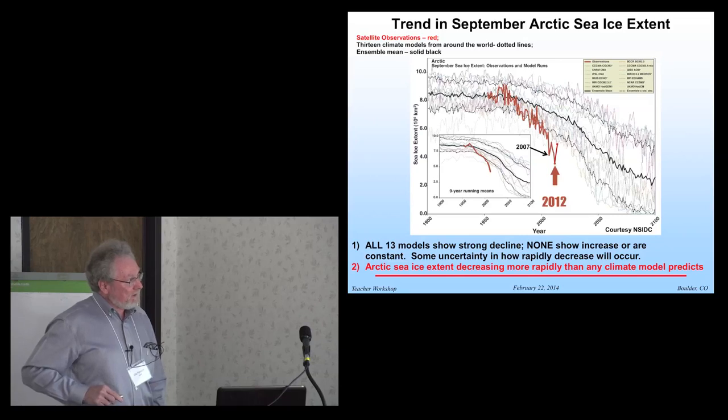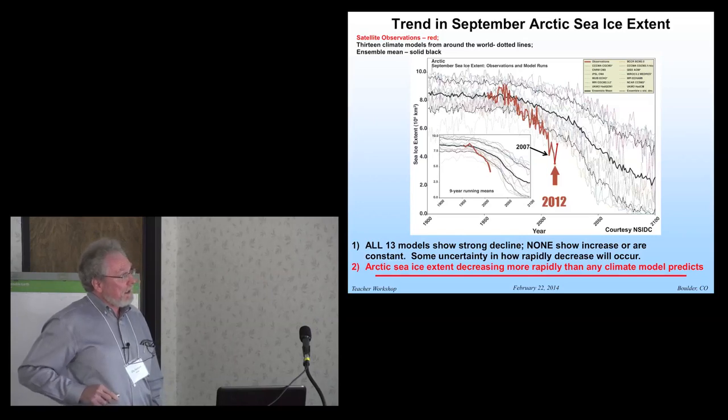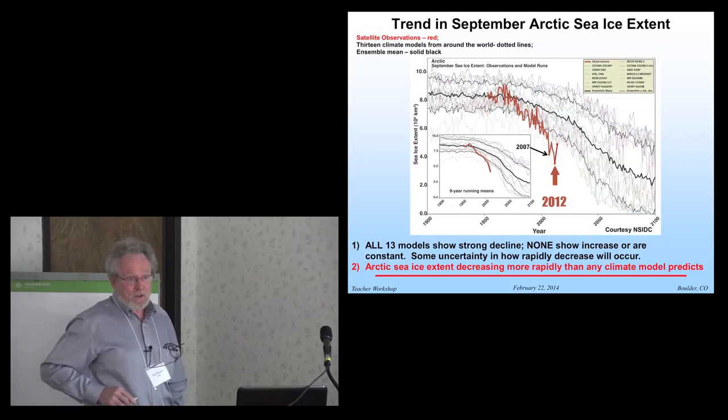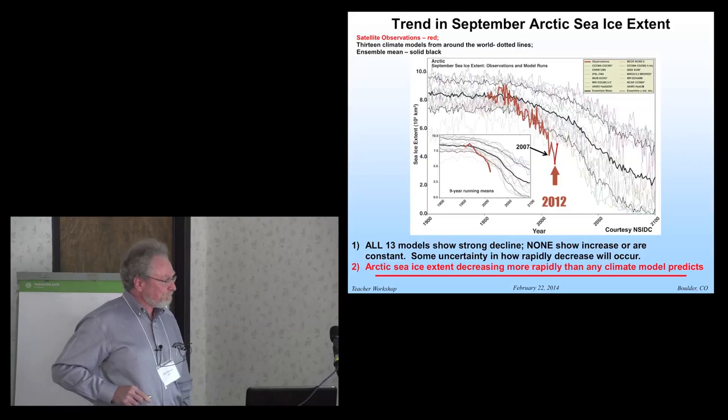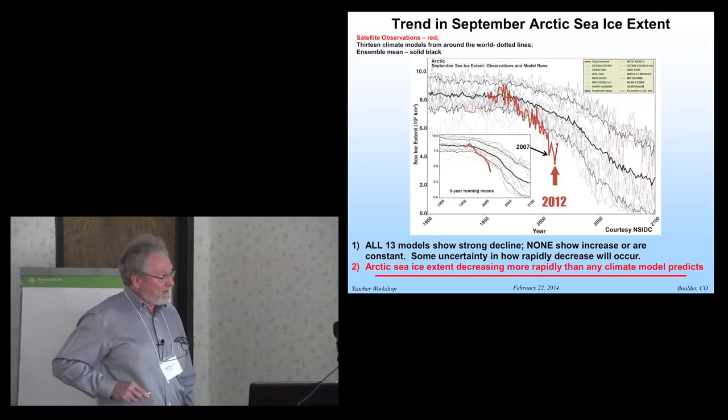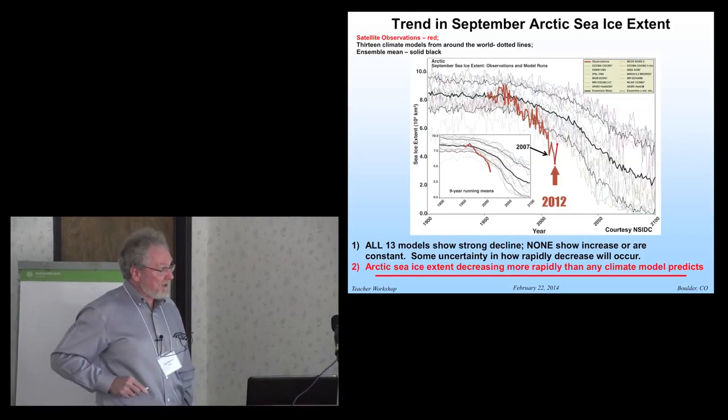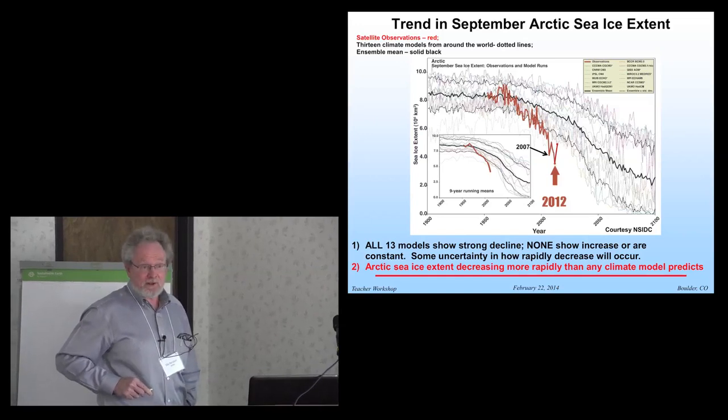The prediction is that the sea ice extent will decrease significantly by the end of this century. You can see there's a lot of variability between the models, but none of them show an increase or even a constant level of sea ice. They all show a decrease. There is obviously, because of the differences between the different models, quite a bit of uncertainty in how rapidly this decrease will occur.